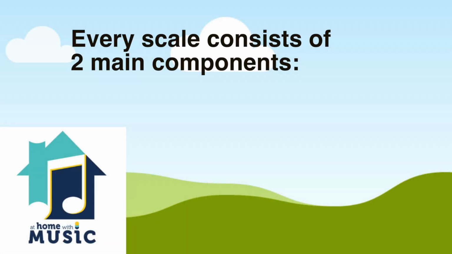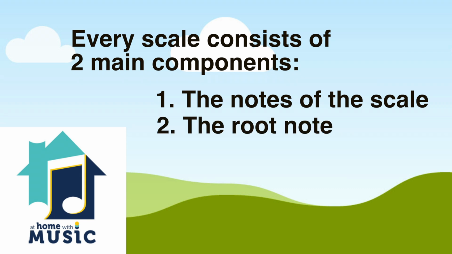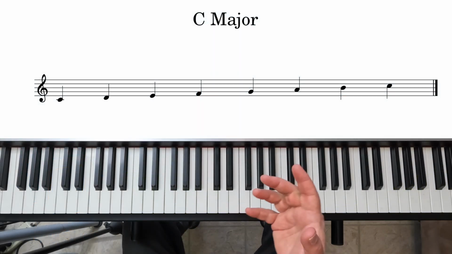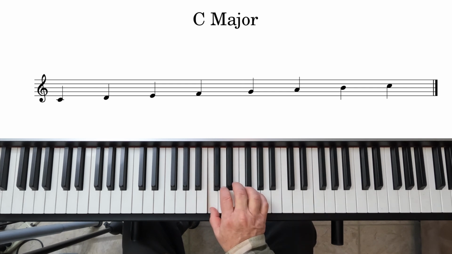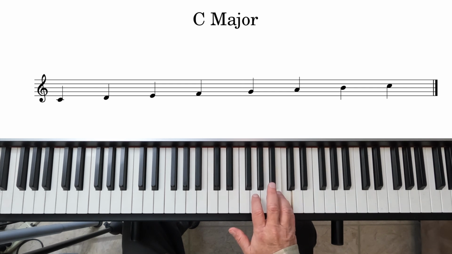Every scale consists of two main components. First of all, you have the notes that make up each scale. And then you have the root note. That's the tonal center of the scale. That's the note that starts and ends the scale. That's the note we are drawn to in order to achieve resolution. So for example, the C major scale starts on C, that's the root note. And as you play the scale, you're drawn back to C.